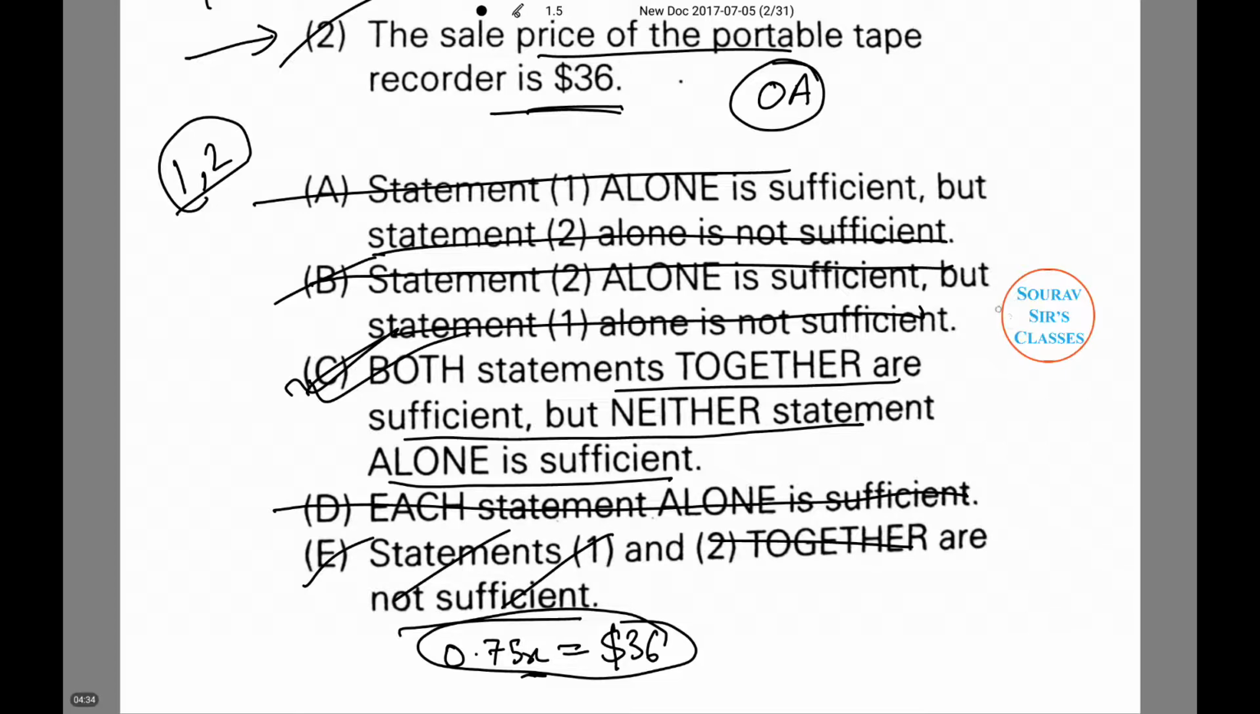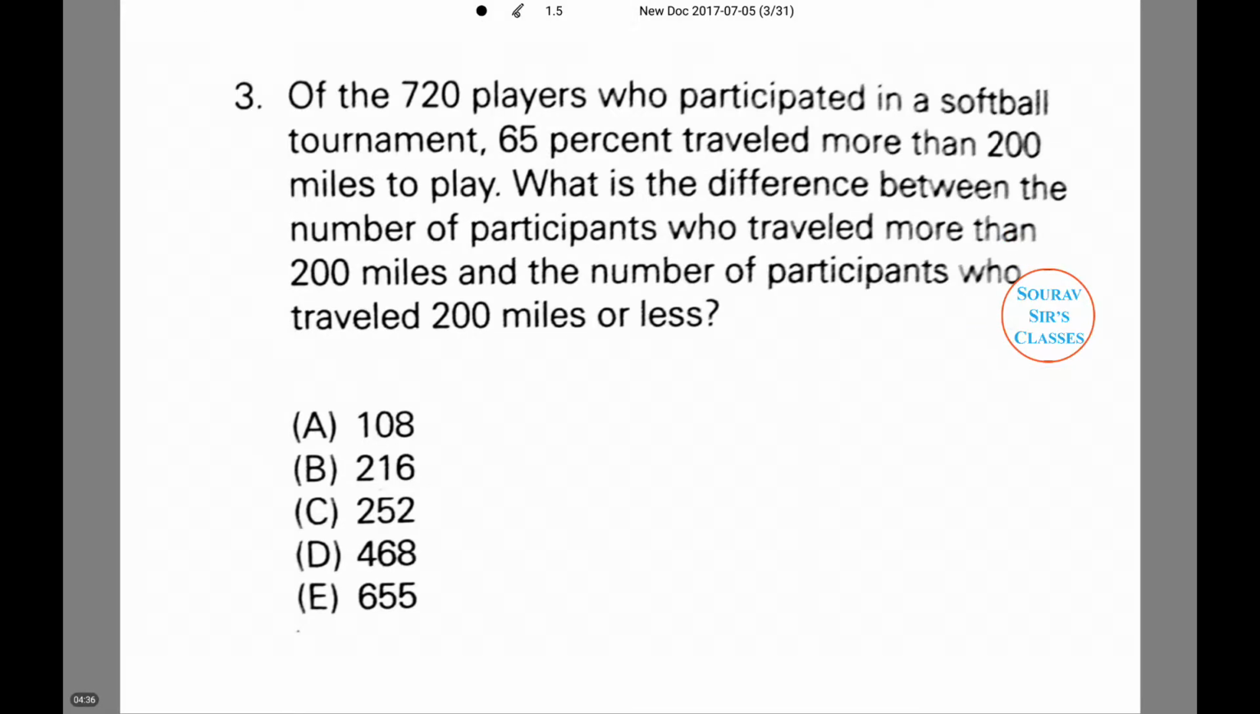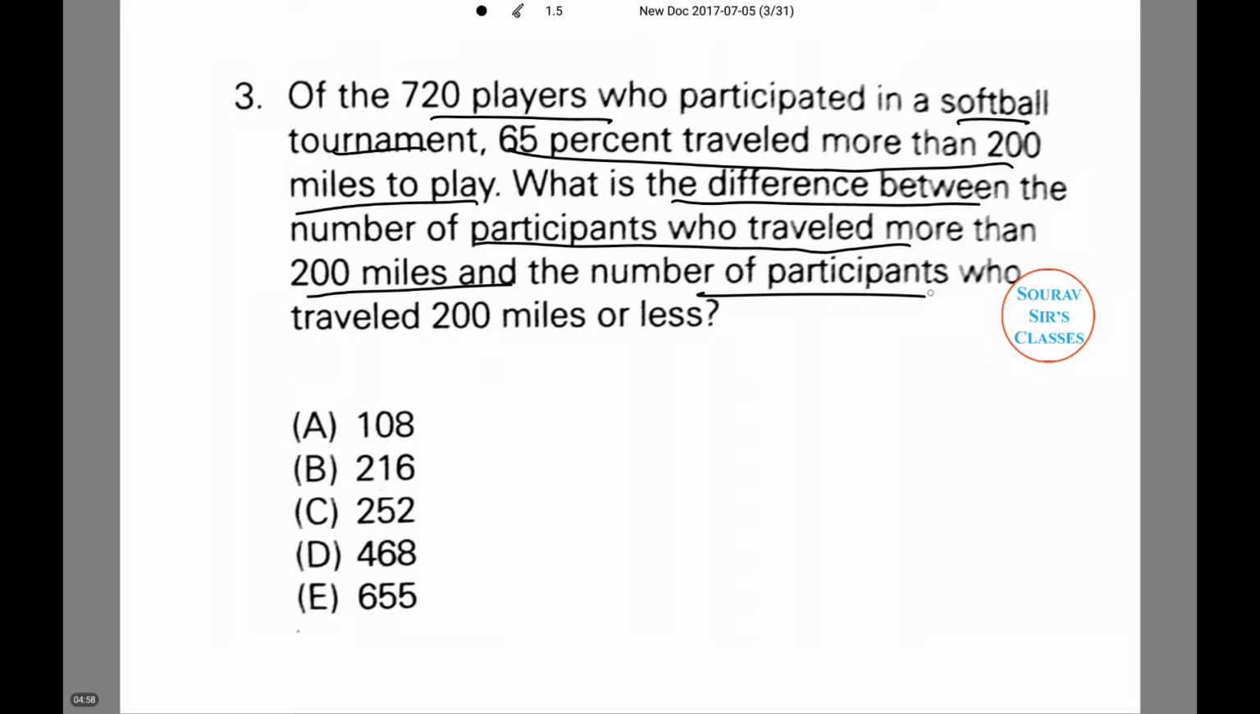Let's see another question. Now the next question says that of the 720 players who participate in a softball tournament, 65% travel more than 200 miles to play. Notice this is a percent problem, so we'll start by finding the number of players in each segment. What is the difference between the number of participants who traveled more than 200 miles and the number of participants who traveled 200 miles or less? These are the following options. Let's see how to do this.